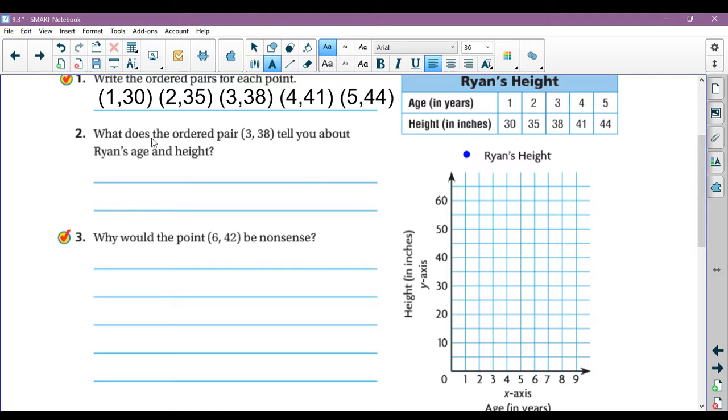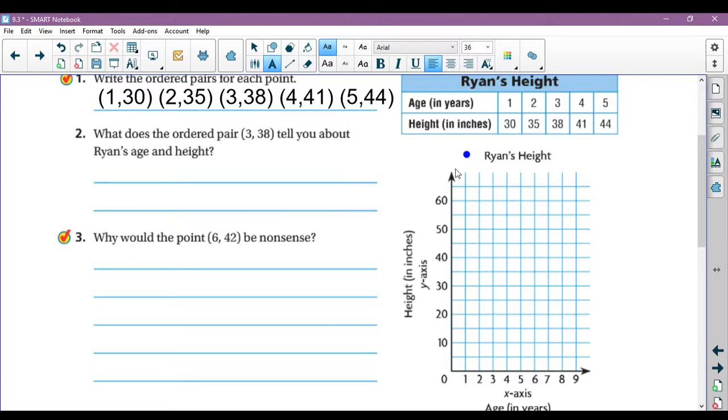Now it says, what does the ordered pair 3, 38 tell you about Ryan's age and height? Well, simply put, when he was 3 years old, he was 38 inches tall. That's it. Okay.